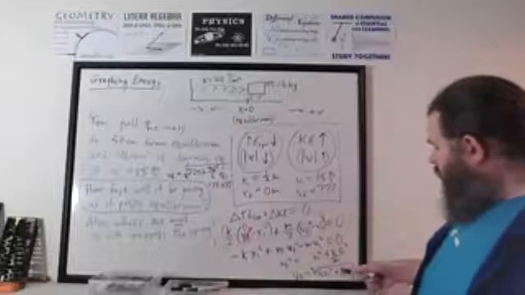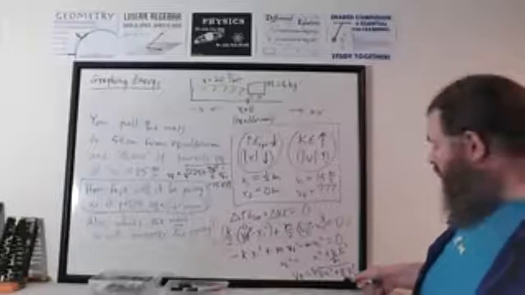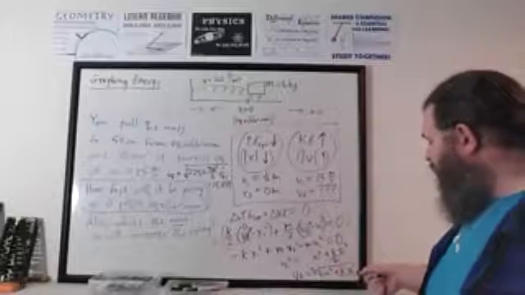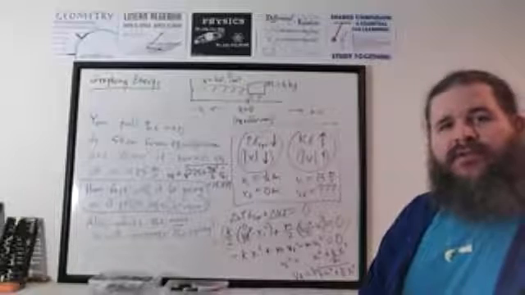As opposed to if the spring constant had been larger, we'd be adding a larger amount to it. Or if the mass had been smaller, we'd be adding a larger amount to it. So each of these values influences the final result. Any questions on that so far?